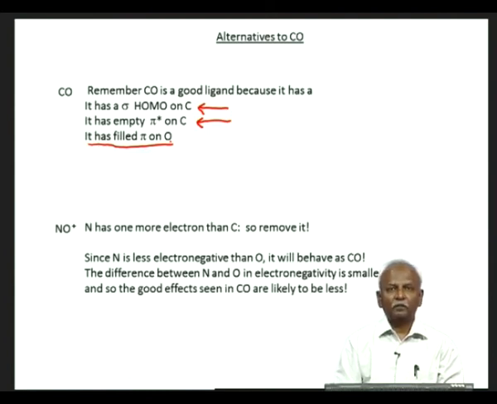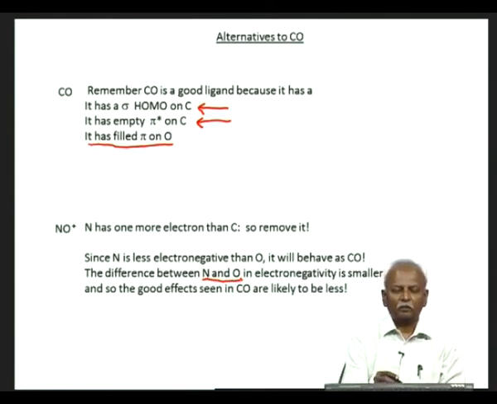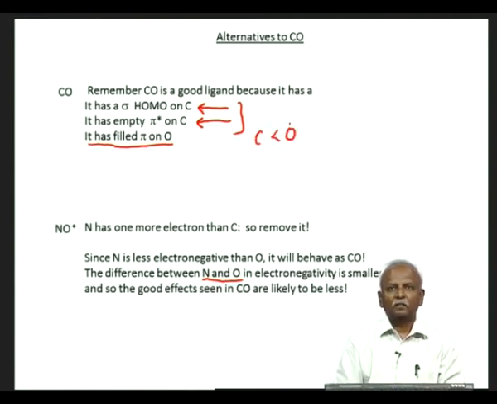But then the difference between nitrogen and oxygen in terms of electronegativity is smaller. Remember that all these good properties of carbon monoxide arose from the fact that carbon is much less electronegative compared to oxygen. Because of this reduced electronegativity, we had some excellent properties. Now, if you reduce the electronegativity difference between nitrogen and oxygen, as we have done here, then we are going to have poorer ligating capacity.